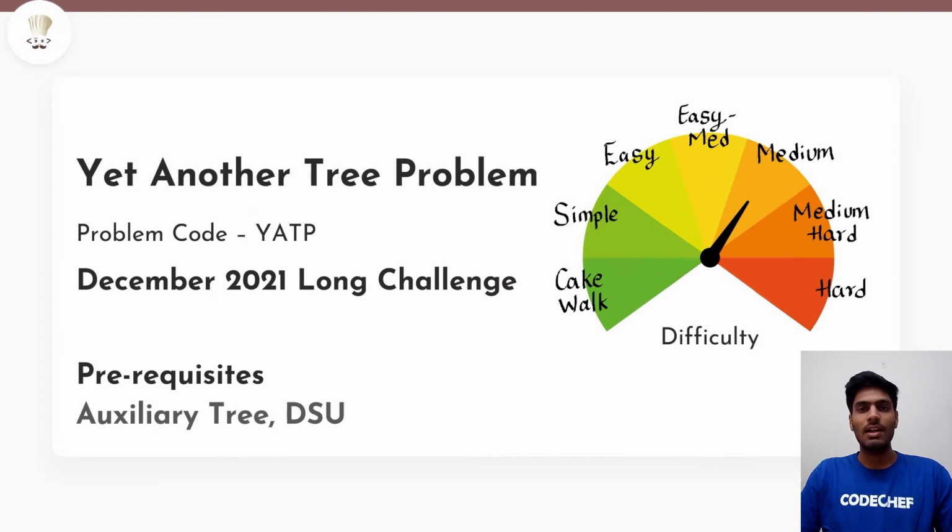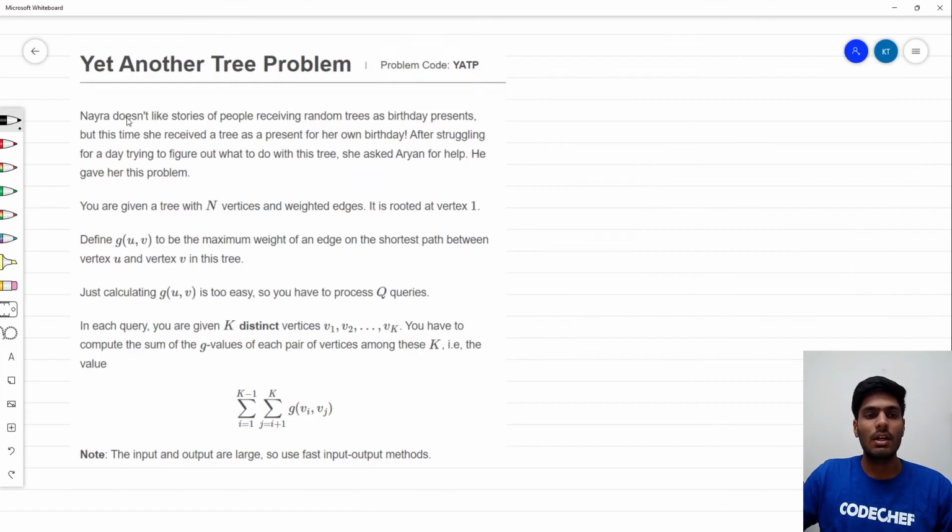Hello, I'm Kunal, and today we're going to solve the problem "Yet Another Tree Problem". This has been a part of the December 2021 Long Challenge. The difficulty level of this problem is medium, and for prerequisites, we need a knowledge of auxiliary tree and disjoint set unions. We'll first start with the problem statement.